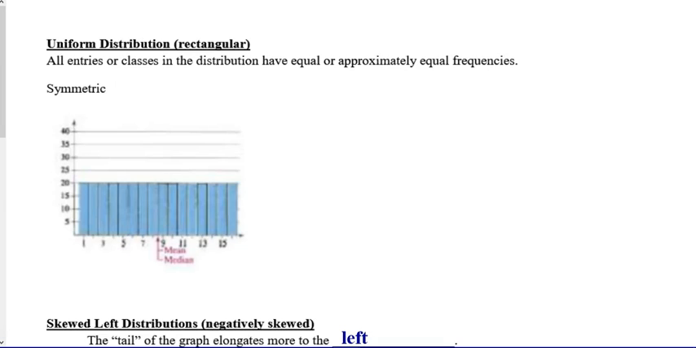Now, uniform, it looks like a box. It's a rectangular box. All the entries or classes have equal or approximately equal representation, frequencies. So here, the median and the mean are the same. But there's no mode because everything's exactly the same. So there's no clear leader.